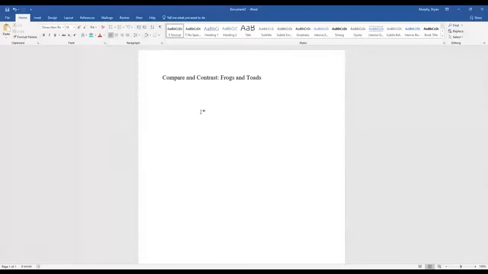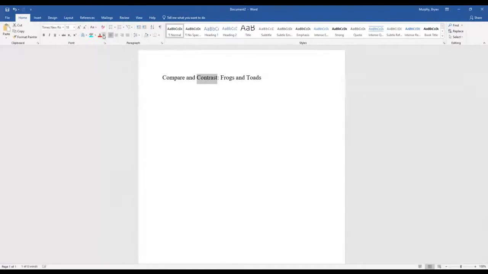Okay, now what we're going to do is we're going to share the Word document, and we are going to practice. Give me 1 second. We are going to practice frogs and toads. We're going to do contrast frogs and toads. You could do both. We're going to stick with contrast today, okay?